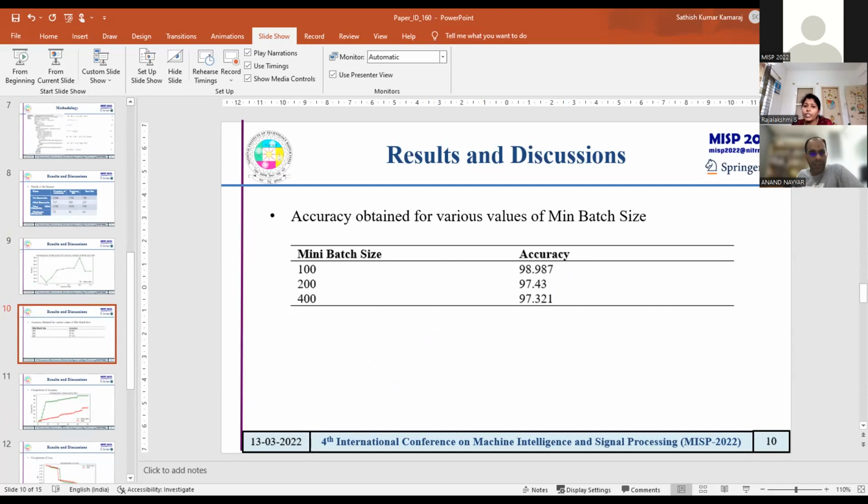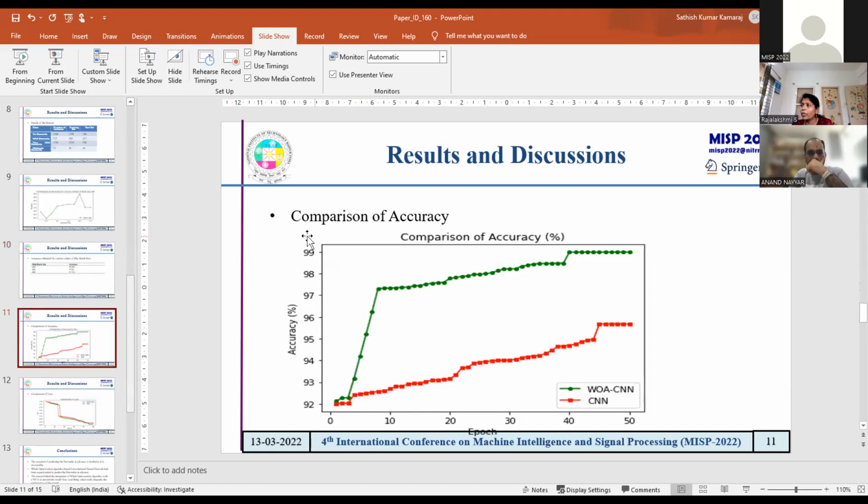Next, we measured the accuracy for various mini batch sizes, for example 100, 200 and 400, and it is found that when the mini batch size is set as 100, the accuracy of the proposed WOA based CNN is 98.987%. Having found the dropout rate and mini batch size by the Whale optimization based algorithm, the accuracy at each epoch is monitored.